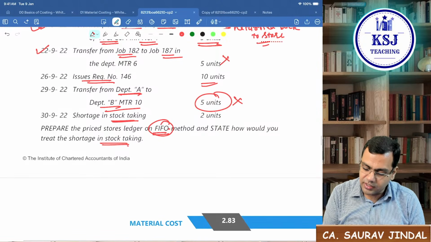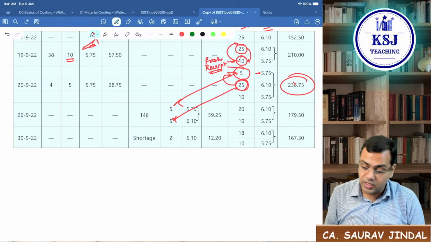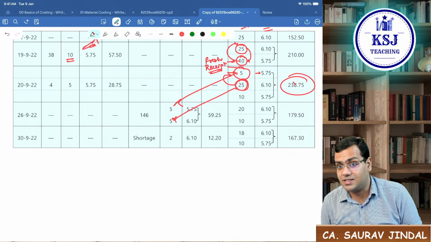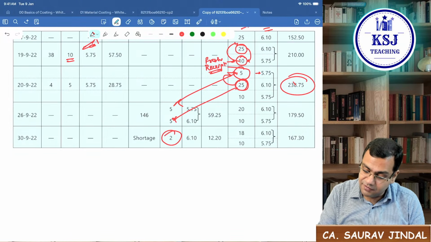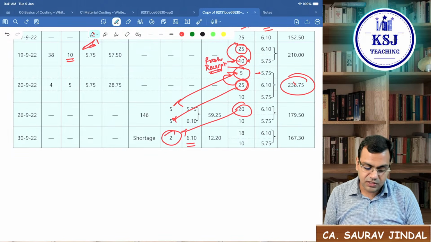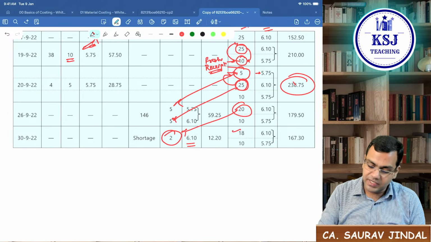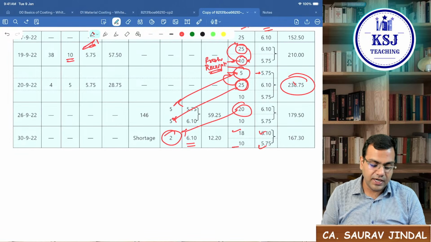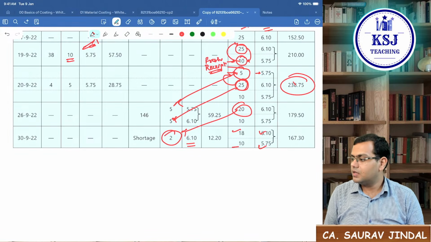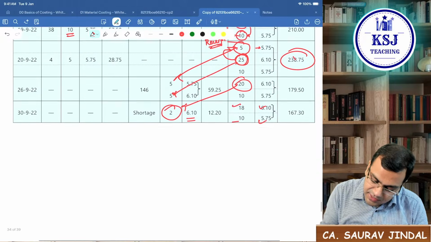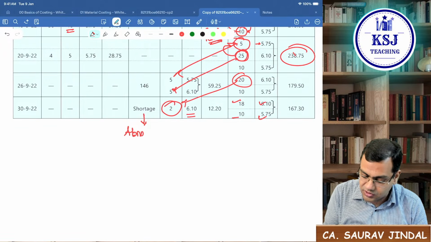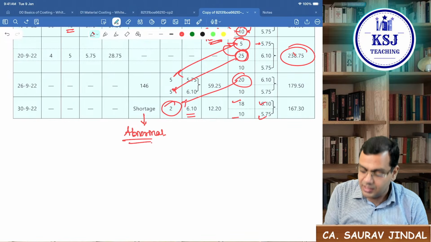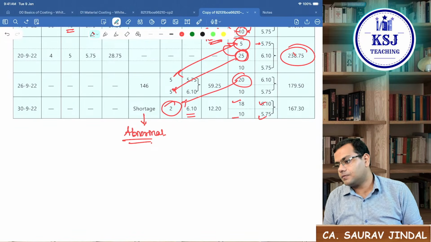Shortage in stock taking, 2 units. Now it depends what you are considering this shortage as. What they have done is taken the 2 unit shortage from the first stock that is there, at 6.10. So remaining 18 units at 6.10 and 10 units at 5.75. Clear? So what they have done here is they have assumed the shortage to be abnormal.